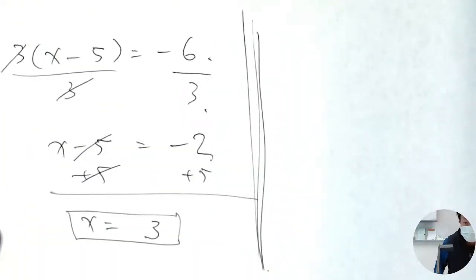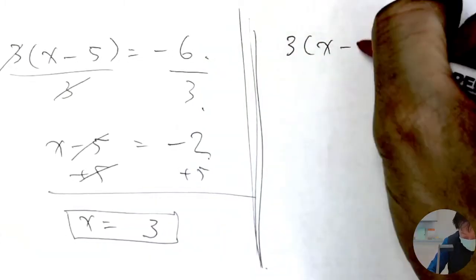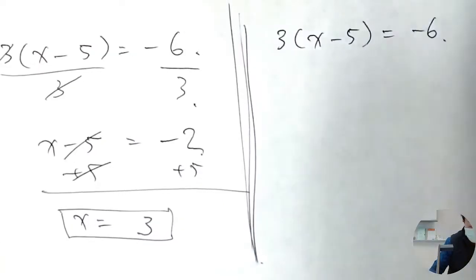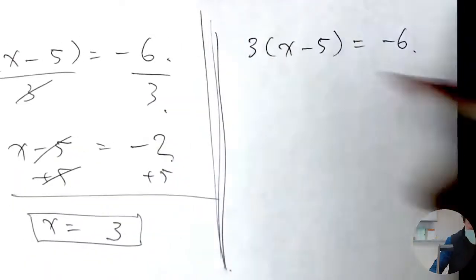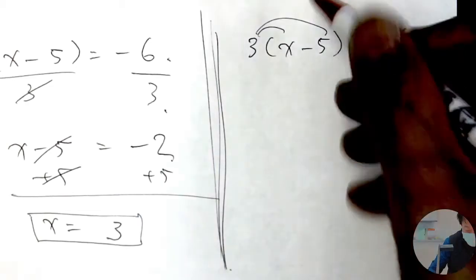Why don't we solve the same question the other way? 3 times x minus 5 equal to -6. See if we get the same answer, all right? So in this case, when I multiply 3 into both members, to both terms inside the bracket, what would I get?